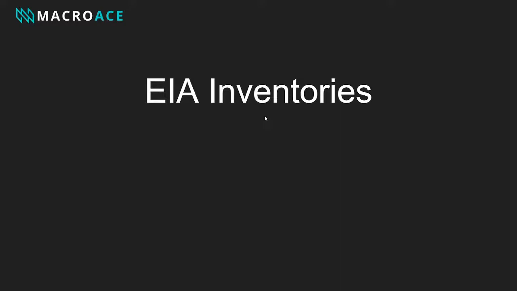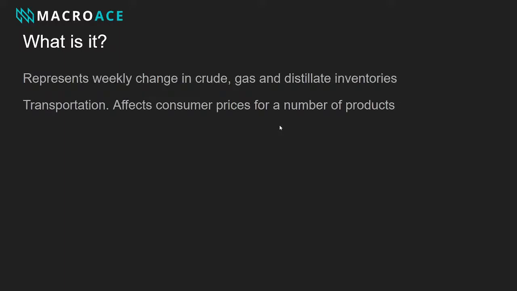Okay, so why don't we make a start now then? We've got about 33 minutes until we get the EIA inventories release coming through. So, what is the release? It represents a weekly change in crude, gas and distillate inventories. What it can affect the most is transportation stocks. It also affects consumer prices for a number of products, bearing in mind the higher oil prices we get, the higher prices consumers pay for goods.